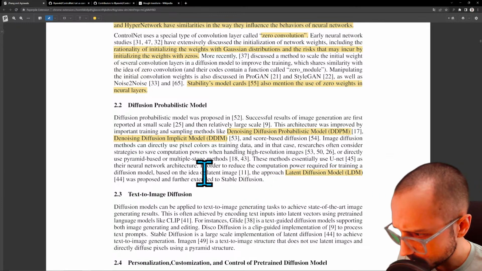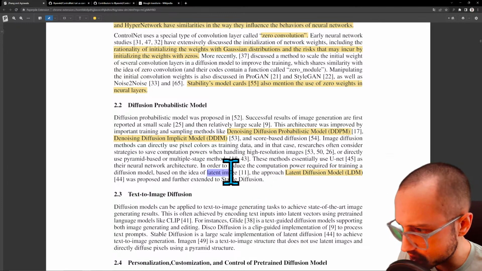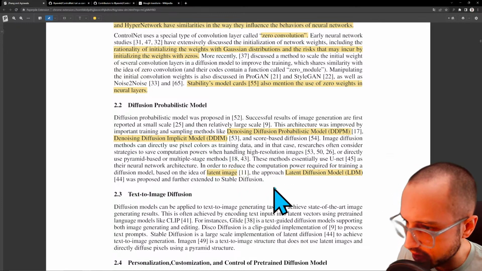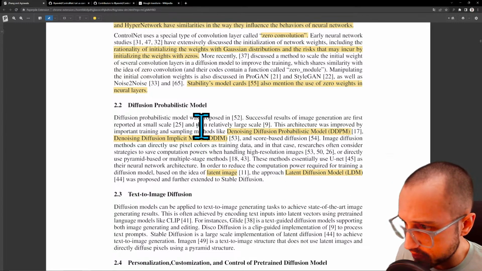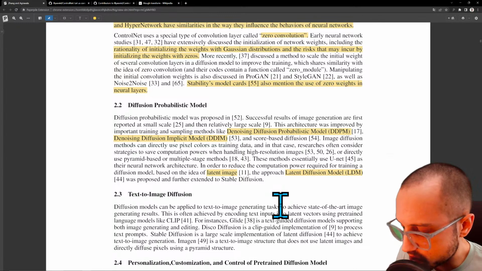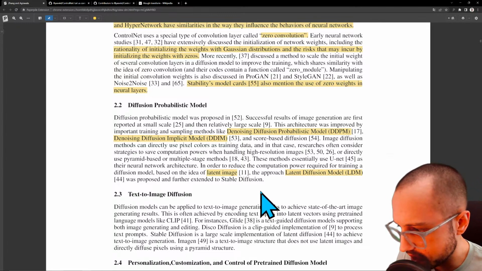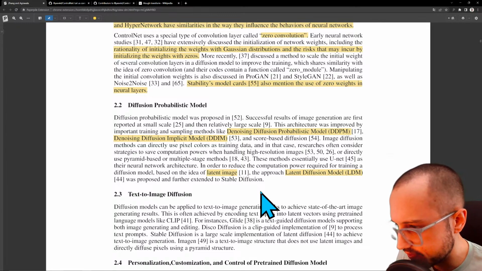So this is something that we saw even just earlier this week, where basically you perform the diffusion on a latent version of the image as opposed to the actual image. The actual image is going to be much higher dimensional than a compressed latent version of that image, right? Which you could think of like a feature, right?